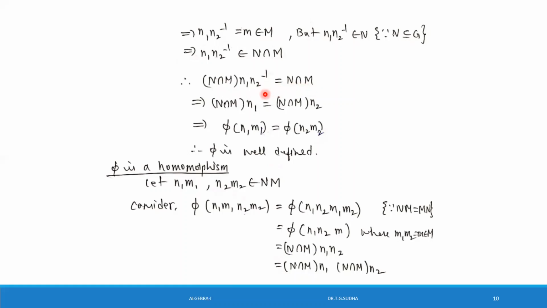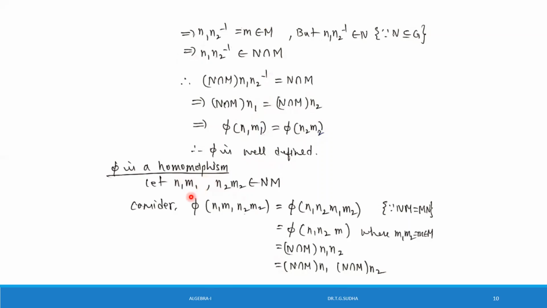Now let us write this as, by operating by n2 on either side from the right side, we get N intersection M of n1 is equal to N intersection M of n2. But by the definition of phi, this is phi of n1 m1 is equal to phi of n2 m2. Therefore, phi is well defined. Now let us prove that phi is a homomorphism.